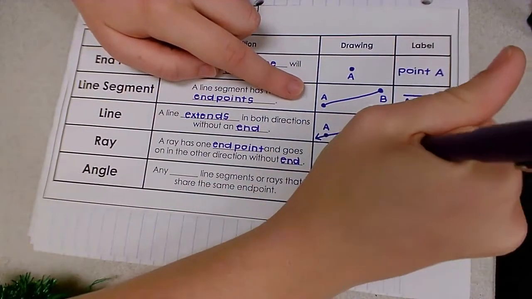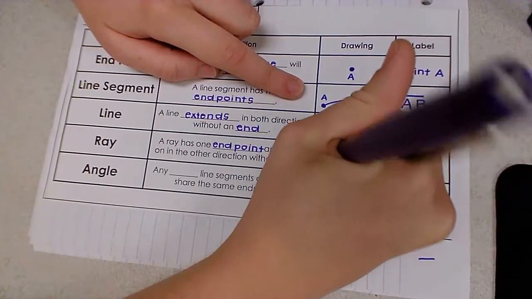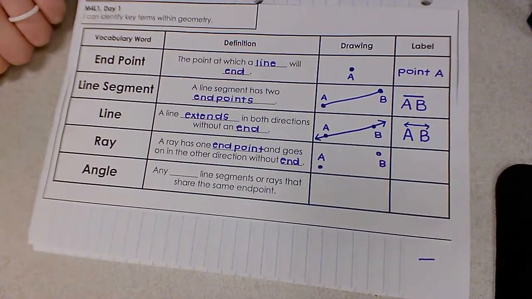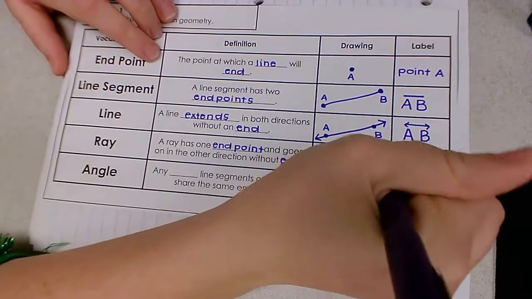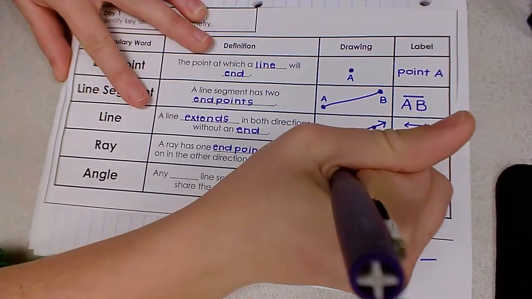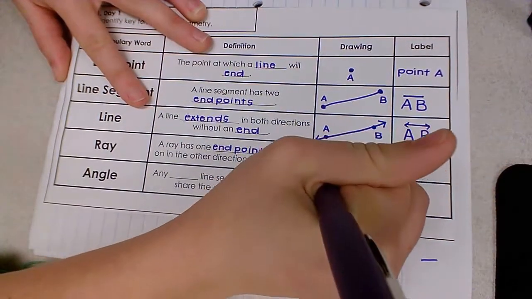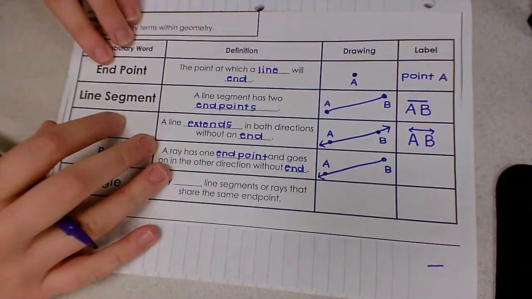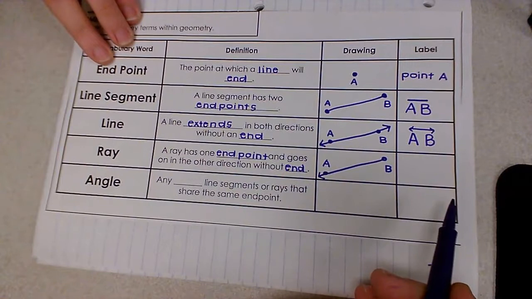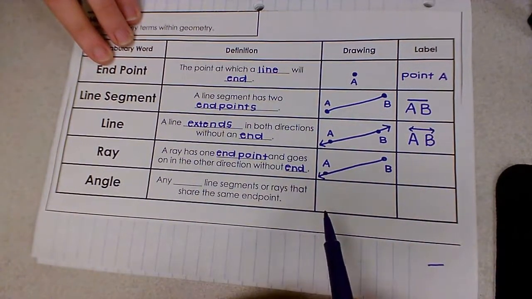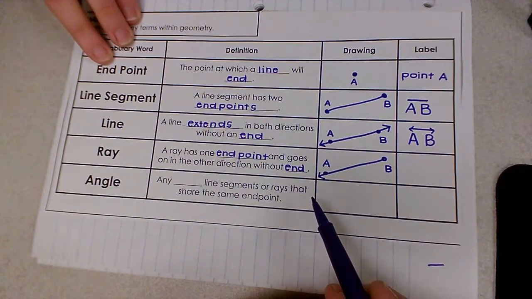Again, let's get our endpoints A, B. I'm going to mark B as my endpoint and extend it past to A. With our label, it's going to look very different than these two. I did something on purpose so we can demonstrate how to label a ray.